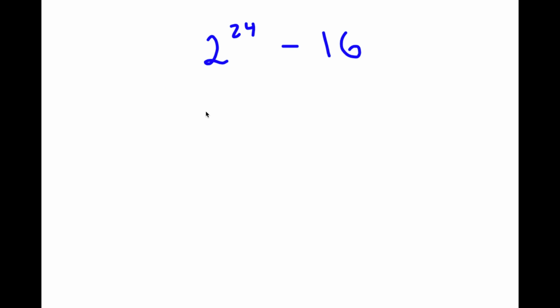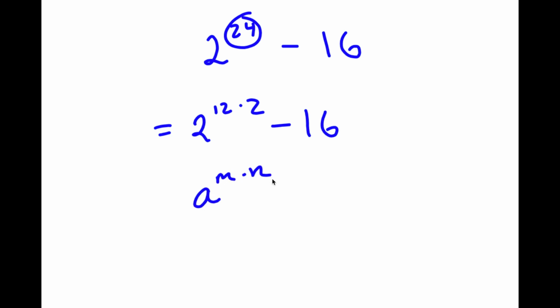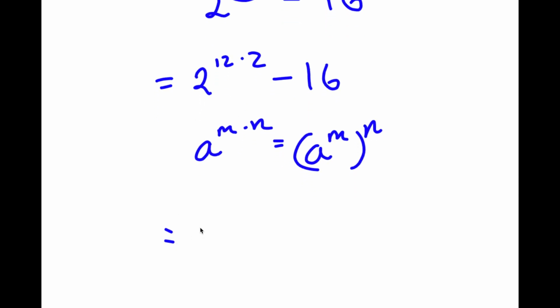Alright, so in this problem, I have 2 to the power of 24 minus 16. So to solve it, I'm going to first rewrite 2 to the power of 24 here as 2 to the power of 12 times 2. And if I have something in the form a to the power of m times n, this is equal to a to the power of m to the power of n. So 2 to the power of 12 times 2, that's going to equal 2 to the power of 12 to the power of 2. And I have this minus 16, which is the same thing as 4 to the power of 2.